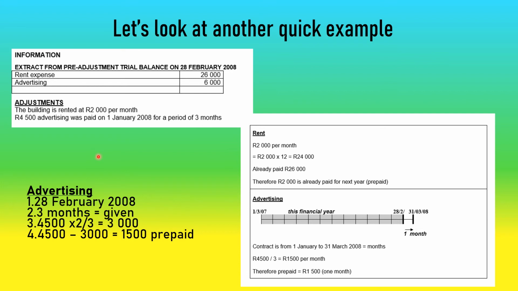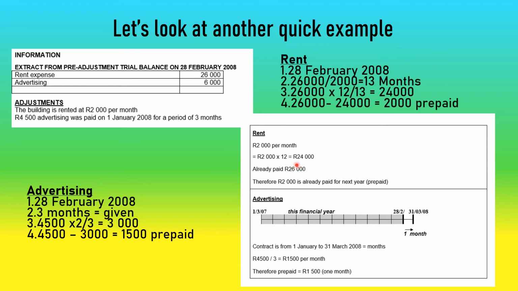Number 3, let us now apply the formula. The amount you are trying to apportion is 4,500. What do you want? You only want 2 months. You only want January and February. March only comes after year end. Therefore, what you want is 2 months. What you have is 3 months. That gives you 3,000. Number 4. 4,500 minus the 3,000 gives you 1,500, which represents the amount you have prepaid.